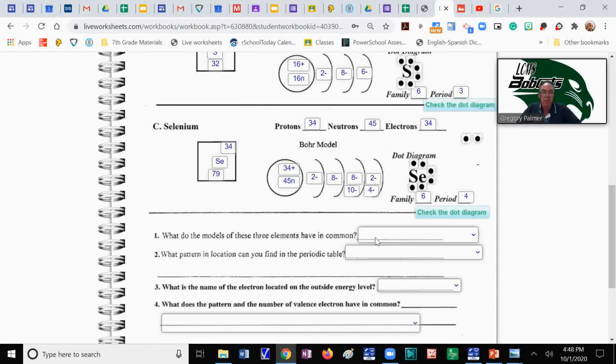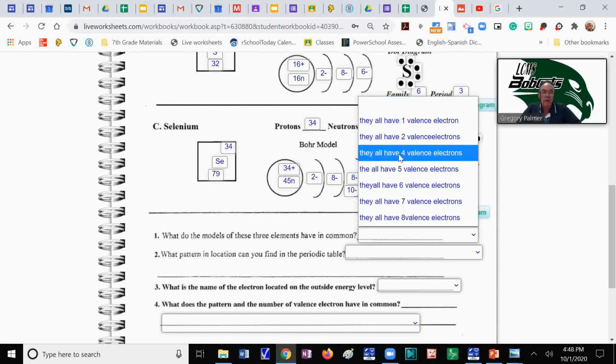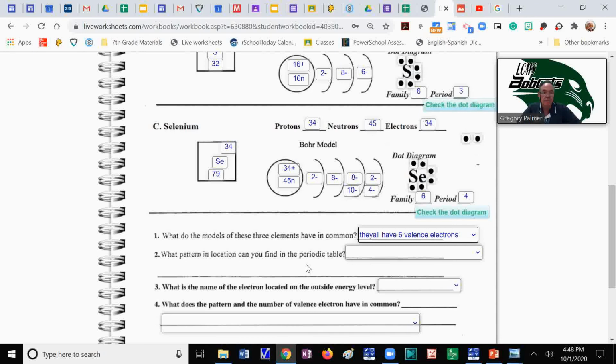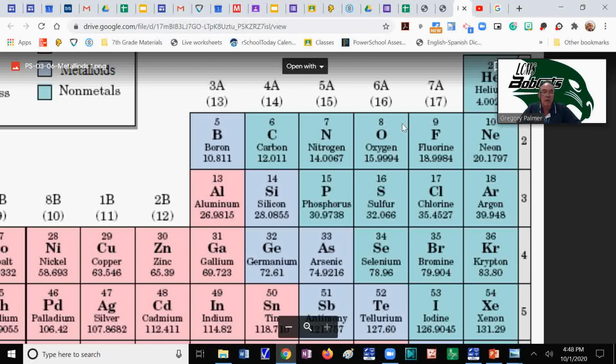Okay, well, all these models have in common, they all have 6 valence electrons. What is their pattern in the location on the periodic table? They're all in the same family. Let's look over here. All in family 6. Families go up and down. There's oxygen, sulfur, and selenium.